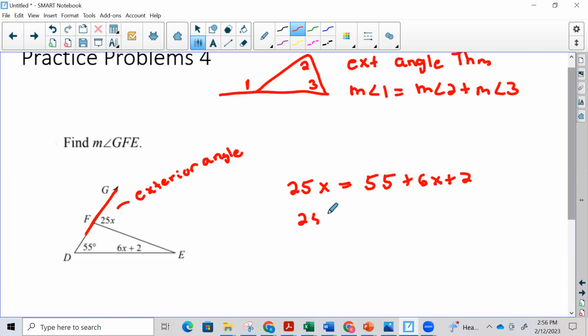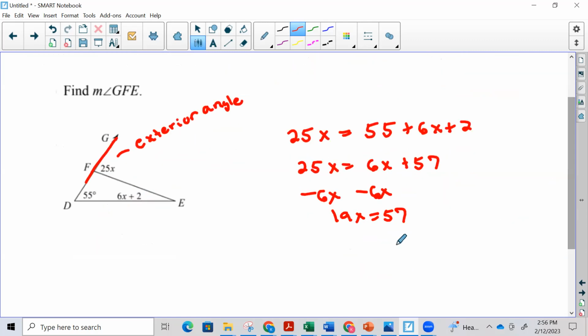Okay, and then we can solve this. On this side we can combine our like terms. We can move the x term to the other side. And we get 19x equals 57. Then we divide both sides by 19, and we get x equals 3.